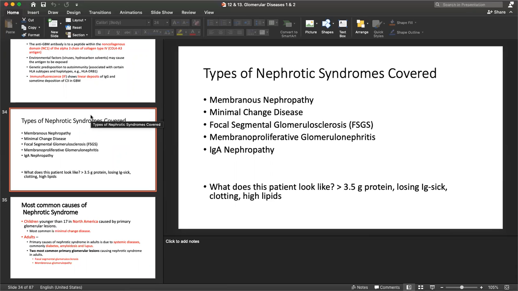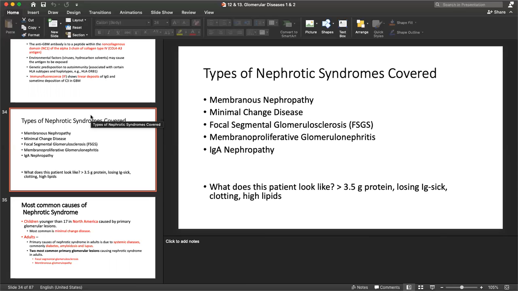So let's go to nephrotic. So we've got membranous nephropathy, minimal change disease, focal segmental glomerulosclerosis, membranoproliferative glomerulonephritis, and IgA nephropathy. So what does this patient look like? Well, it's a nephrotic syndrome. So we're going to have 3+ protein. We're going to be losing some immunoglobulins, so they'll be sick, clotting problems, high lipids. Okay, so let's look at our most common causes and then go from there.